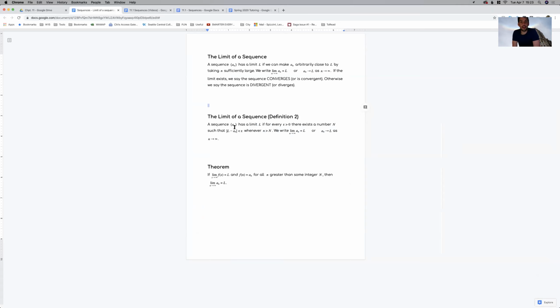A sequence a sub n has a limit L if for every epsilon, this is another one of our Greek letters, epsilon greater than 0, there is a number capital N such that the absolute value of L minus a sub n is less than epsilon whenever n is larger than capital N. And then we write the same limit definitions and so forth there. Okay. This is really just saying in more technical terms what I said before, in those little examples.